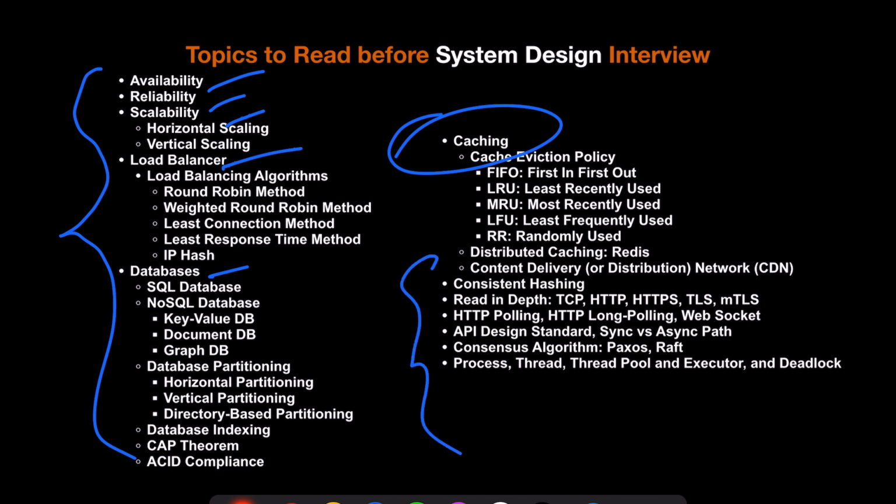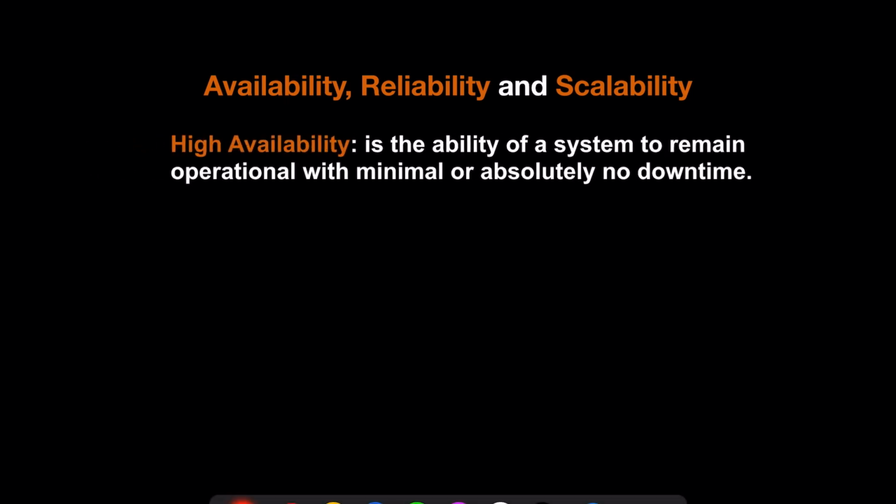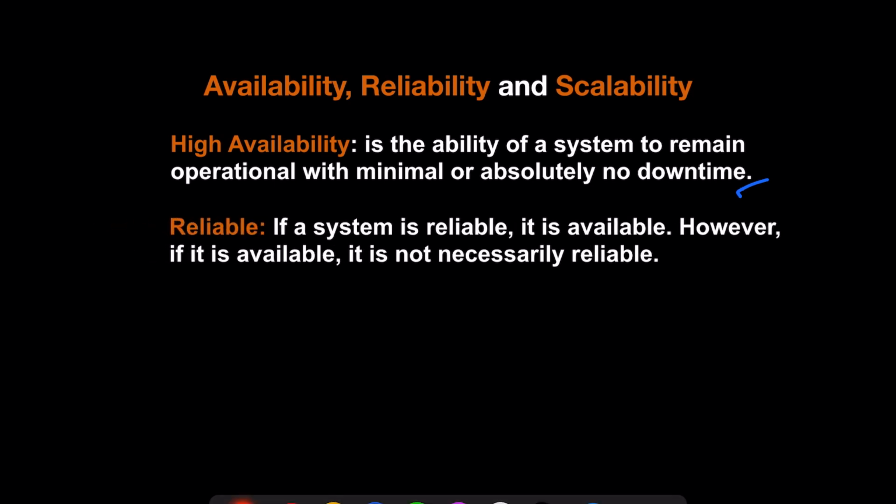So let's try to zoom in on each section. We have availability. Availability is the ability of a system to remain operational with minimal or absolutely no downtime. Then reliability: if a system is reliable, we can call it available. However, if a system is available, it's not necessarily reliable. To be reliable, a system needs to be fault tolerant and it should have integrity, right?